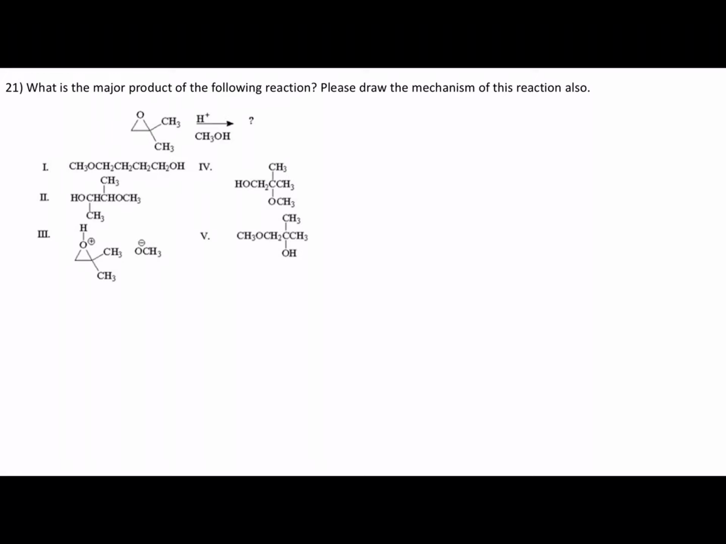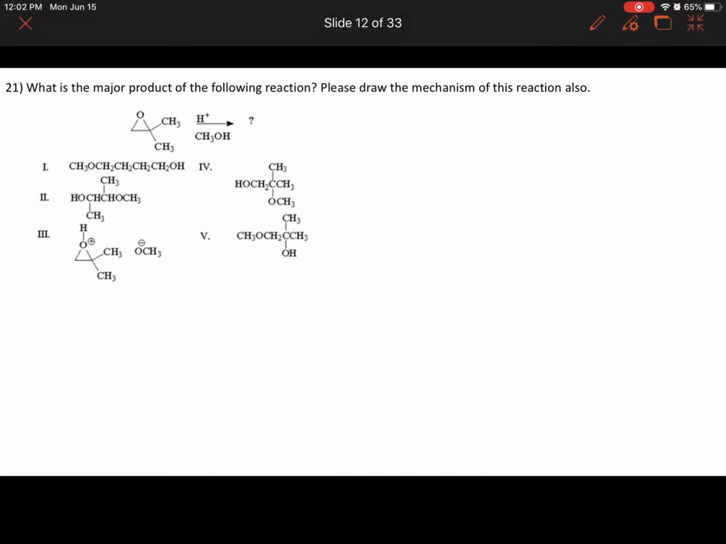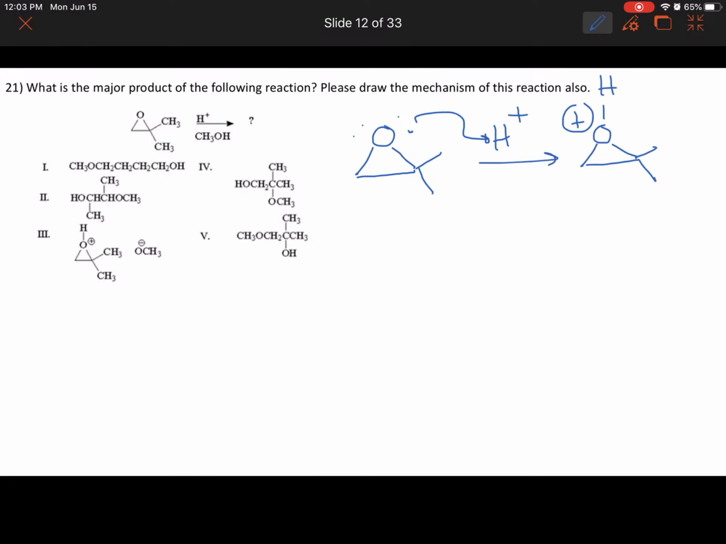So the second question is also similar to that. Again we have an epoxide in acidic medium. First step would be protonating the oxygen, right? You will have a protonated epoxide, and then the next step is the incoming nucleophile. In this case it is going to be a methanol molecule, CH3OH. So I'm drawing here the protonated epoxide, and now you know there are two sides, the left carbon or the right carbon, that it can attack.